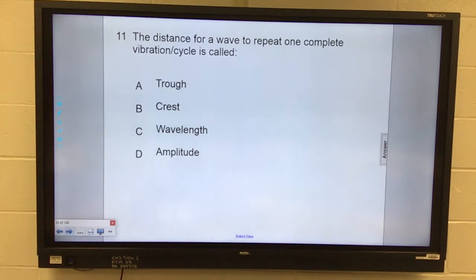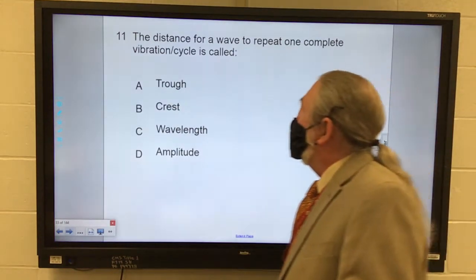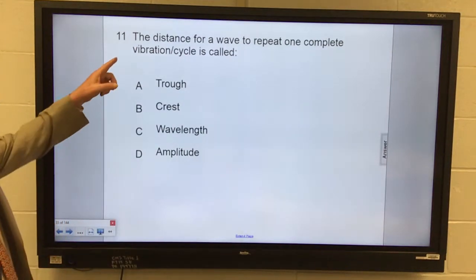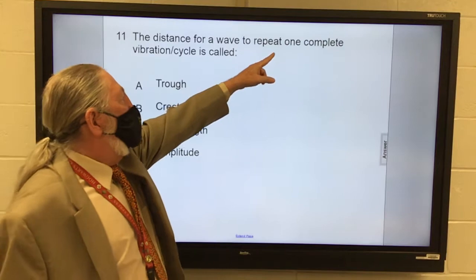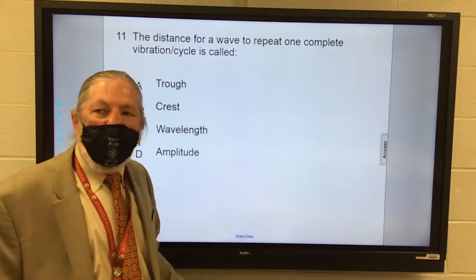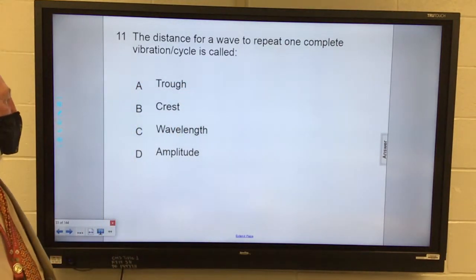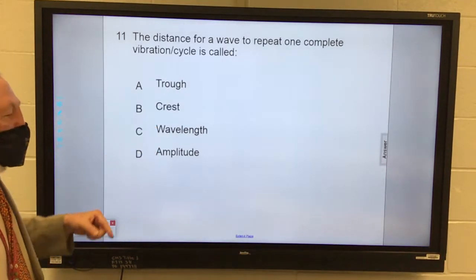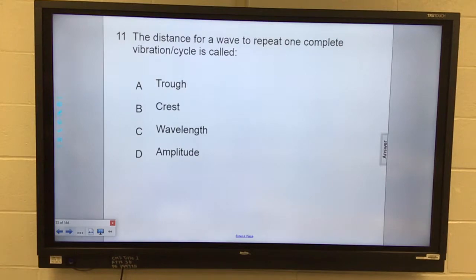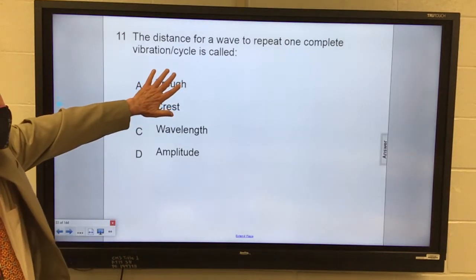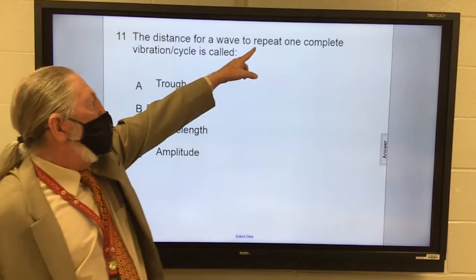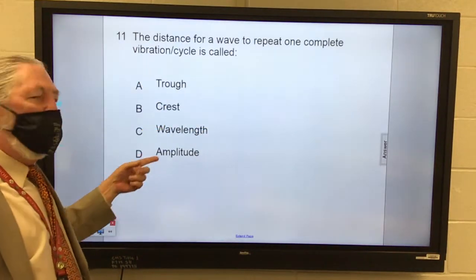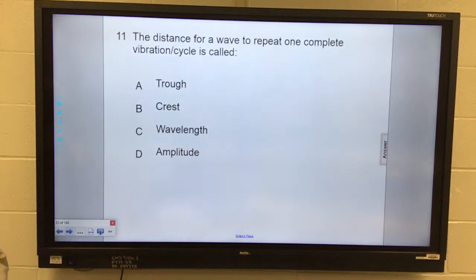Okay, so, here we go. Are we ready? Okay, so here's our first question here. The distance for a wave to repeat one complete vibration cycle is called a what? Is it called a wavelength or an amplitude? That's your only choices here, C or D. Can't choose A or B. The distance for a wave to repeat one complete vibration cycle, is it called the wavelength or the amplitude? Mark an answer.